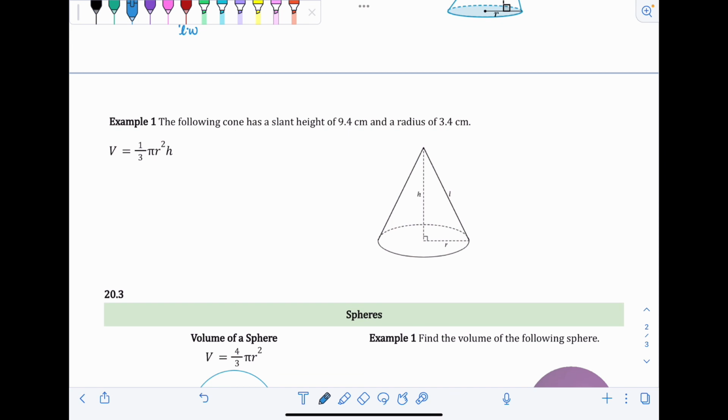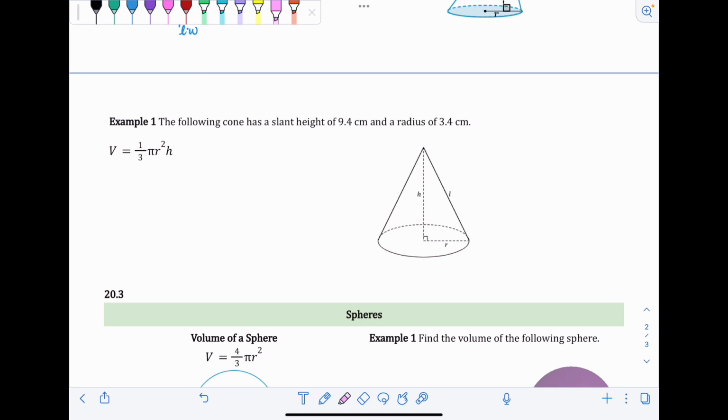Okay, example 1. The following cone has a slant height of 9.4 centimeters and a radius of 3.4 centimeters. We're going to find the volume of it. I don't know why I didn't write that. I'll write it by the time I post the printable version, but we're going to find the volume of it. So we'll use V equals 1/3 pi r squared times height. Probably the hardest volume of a cone problems that you'll see are going to be ones that give you the slant height, and those require a little bit extra work to find the regular height.